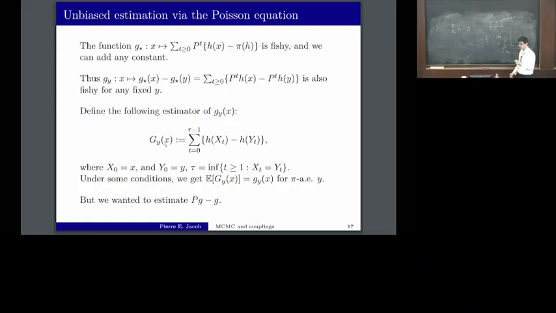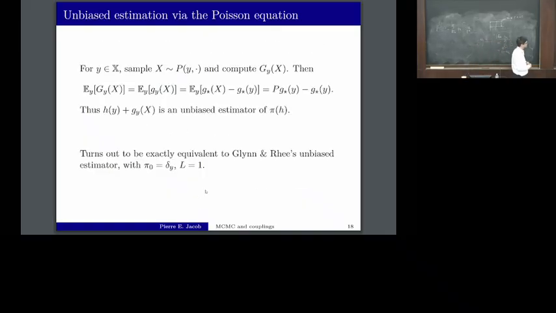So we're nearly there. We didn't want to estimate little g. We wanted to estimate Pg minus g. Okay, but it's nearly the same. That's where the lag comes in. You fix an arbitrary little y. You do one step of MCMC. Okay, so you get big X. And now you compute the previous estimator, meaning you're starting a chain from big X and another chain from little y, the same little y as before. And now you compute the expectation.